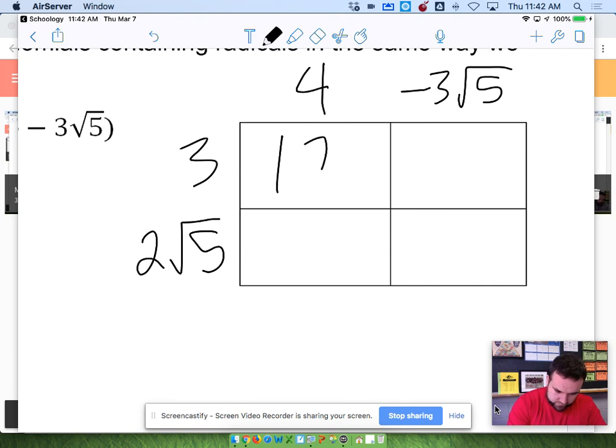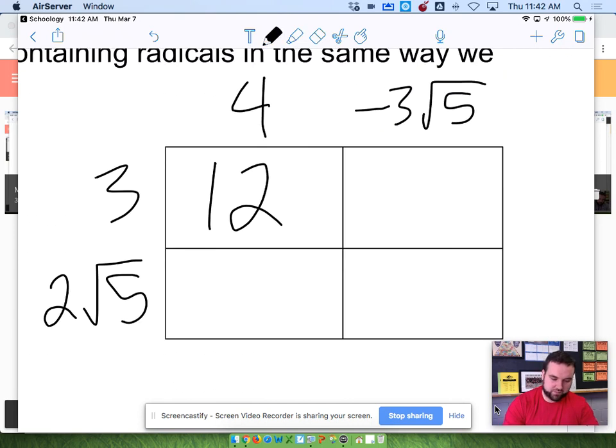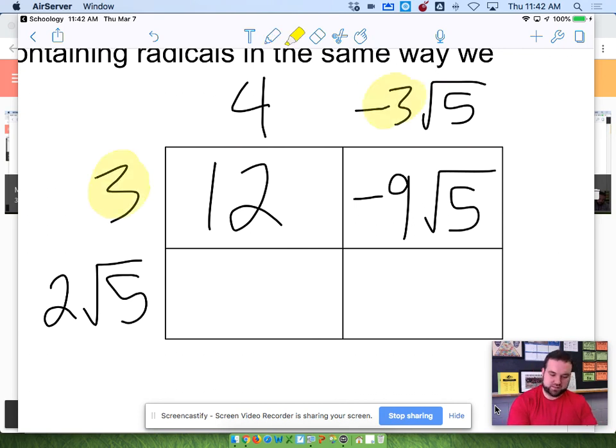4 by 3, that's 12. When I multiply this with this, I've got 3 times negative 3 root 5. Because the positive 3 and the negative 3 are not in a radical, I can multiply those together. And the root 5 is the only radical I have. So that would become minus 9 root 5. Again, it's because negative 3 times positive 3 makes negative 9. And we can go from there.